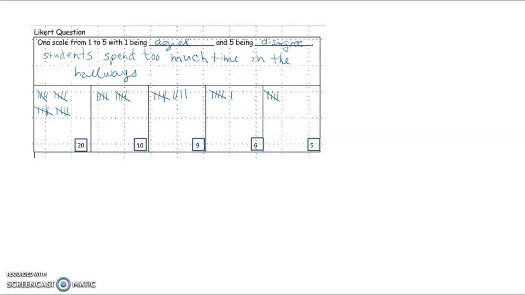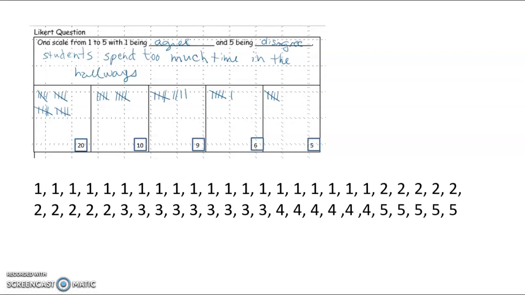First step is to write out my data set. If I look at this, I have the number 1 written down or tallied 20 times. The number 2 is tallied 10 times. The number 3 is tallied 9 times. The number 4, 6, and the number 5 is 5. So that means that I'm actually writing those numbers down that many times. The number 1 is written down 20 times. This becomes my data set. I have all 50 numbers written down of what people gave me as their answers.